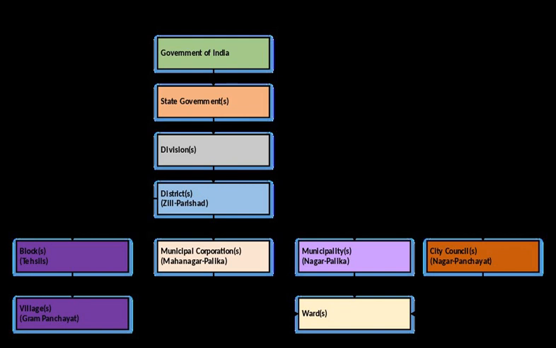Zilla panchayat, or district council, or Zilla Parishad, or district panchayat, is the third tier of the Panchayati Raj system. Zilla Parishad is an elected body. Block Pramukh, the president of Panchayat Samiti Block, are also represented in Zilla Parishad. The members of the state legislature and the members of the Parliament of India are members of the Zilla Parishad.